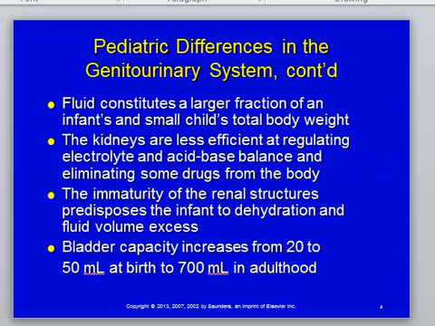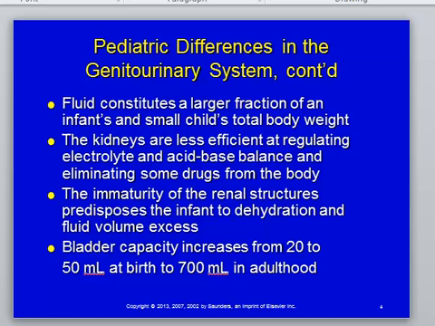Fluid constitutes a larger fraction of an infant's and small child's total body weight. The kidneys are less efficient at regulating electrolyte and acid-base balance and eliminating some drugs from the body. The immaturity of those renal structures predisposes the infant to dehydration and, of course, fluid volume excess.